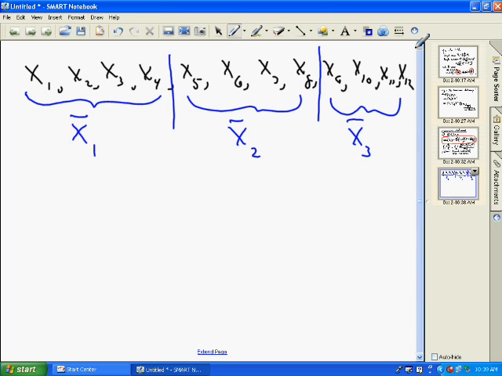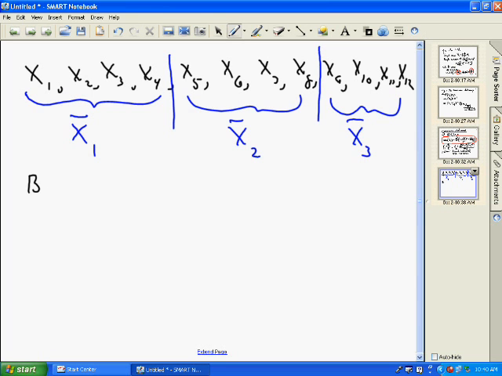So now instead of working with those 12 data points, I'm going to work with 3 data points. If my batches are large enough, the assumption is going to be that x1 bar, x2 bar, x3 bar form an almost random sample. That's the idea. And so then we will build a confidence interval based on those x's. Let me write this down.